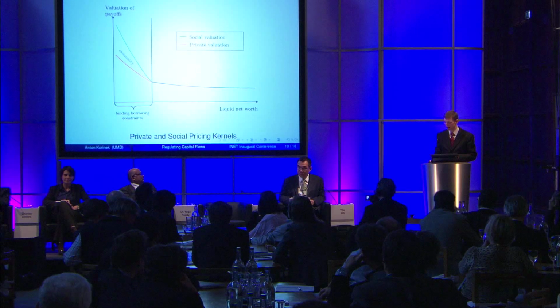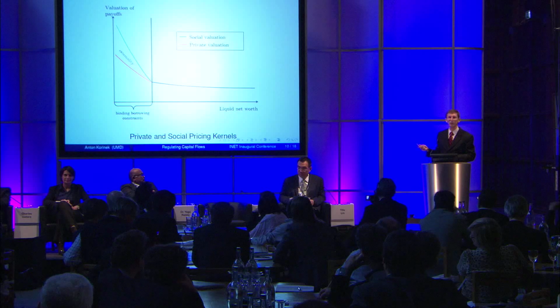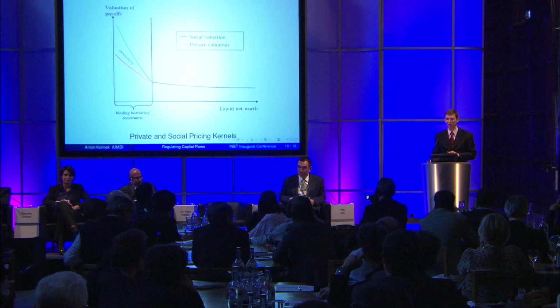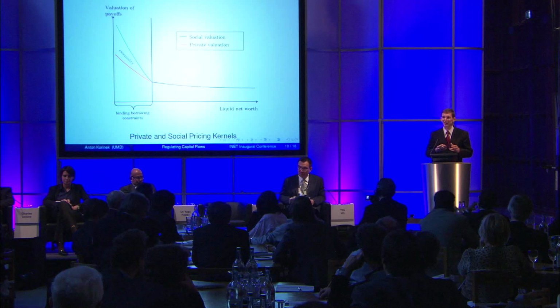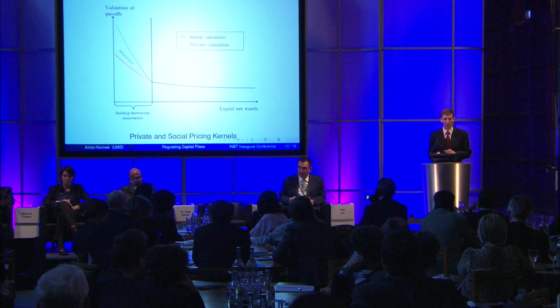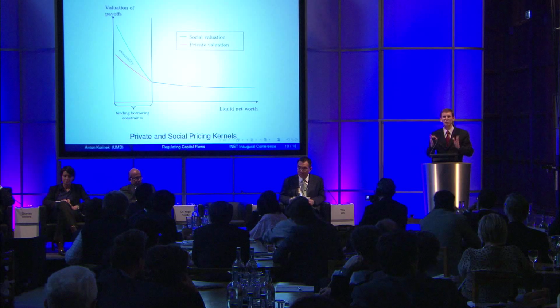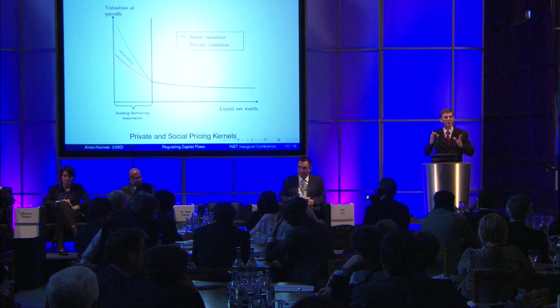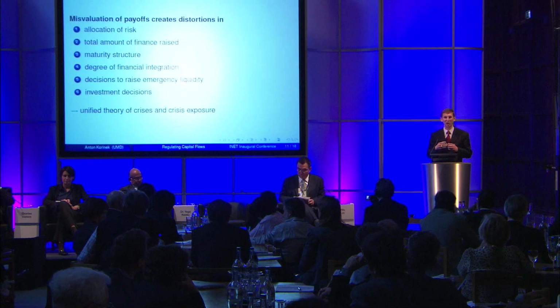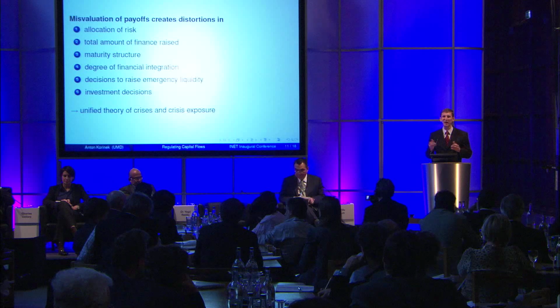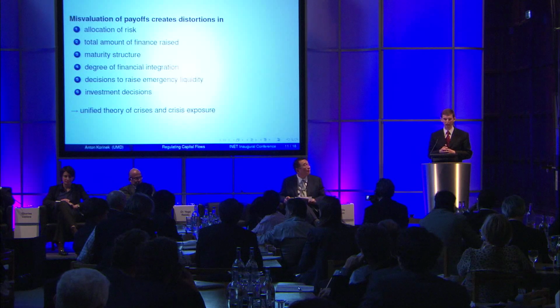Now, in some ways, these graphs simply reflect the pricing kernel of agents. And we know that the pricing kernel in our economic models plays a really central role because it allocates all intertemporal decisions and all risk allocations in the economy. So if this pricing kernel is distorted, if this valuation of payoffs is distorted, then a whole range of actions by private agents in this economy are also distorted.